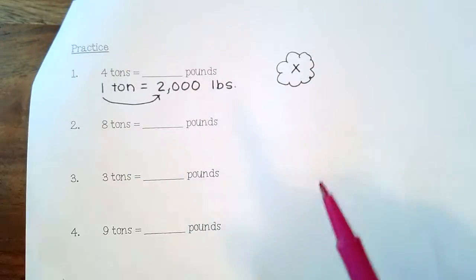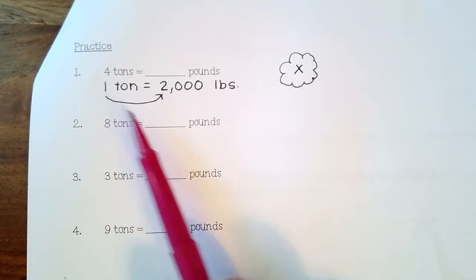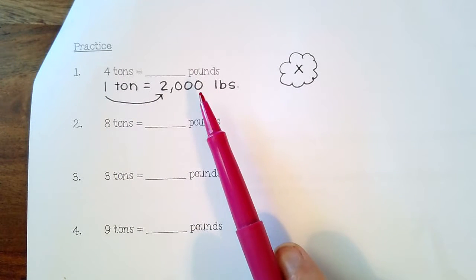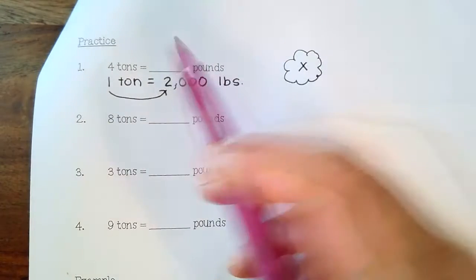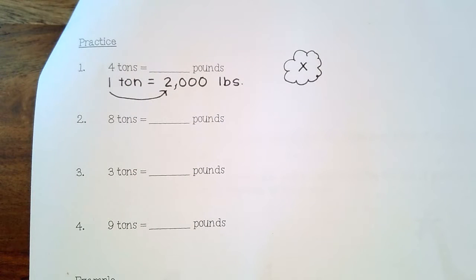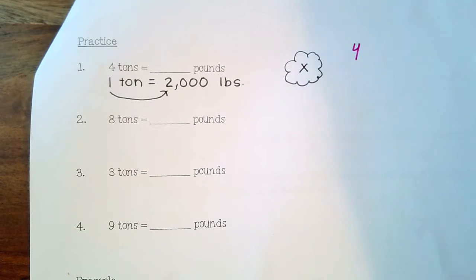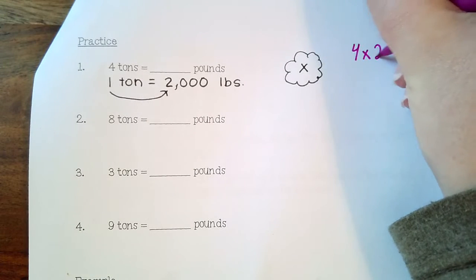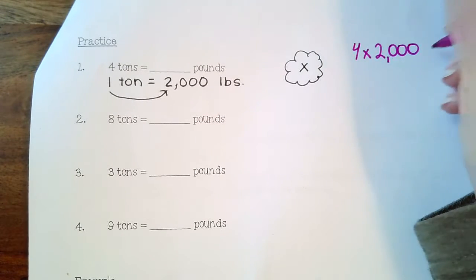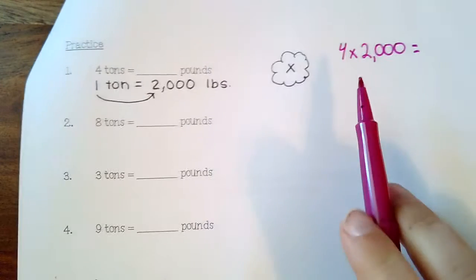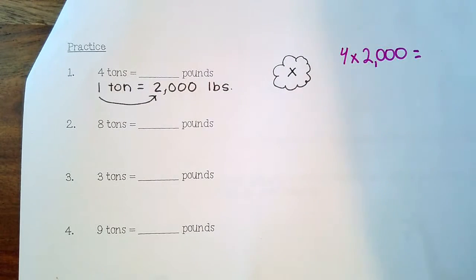Again, at the top here, you have that reminder that when you're going from a smaller to a bigger number, 1 ton to 2,000 is 2,000 pounds, you're multiplying. So if I have 4 tons, what am I multiplying by to get to pounds? Right, I'm multiplying by 2,000. So I would do 4 times 2,000, okay, which equals what? So all I have to do is 4 times 2, which is 8. And then I have our 3 zeros here, so it becomes 8,000.